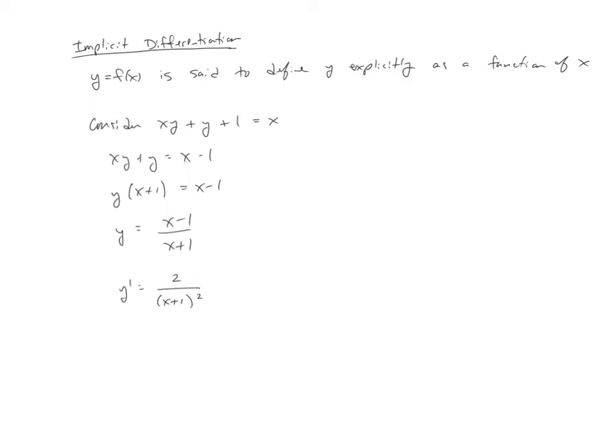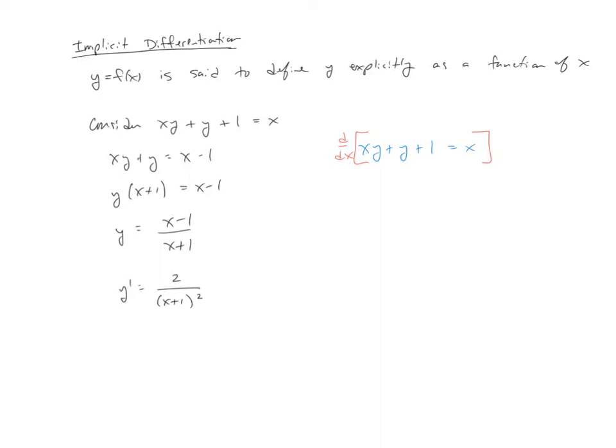Now that's great, but let's suppose, for example, we couldn't solve this for y. Let's suppose that we couldn't get it to a point where it was defined explicitly. So now we're going to look at xy plus 1 equals x and take its derivative implicitly. So to do this, I'm going to know that I want a y prime or a dy dx when all is said and done here. Okay, so I'm going to take the derivative with respect to x of both sides of this.